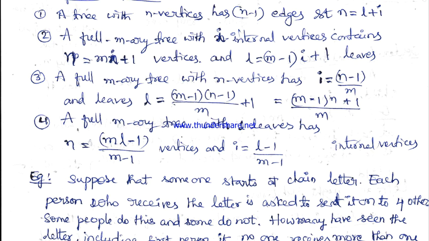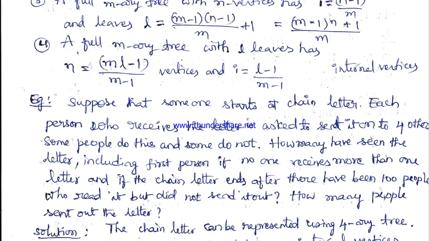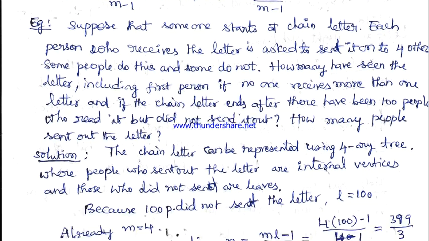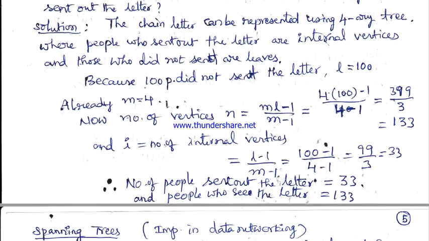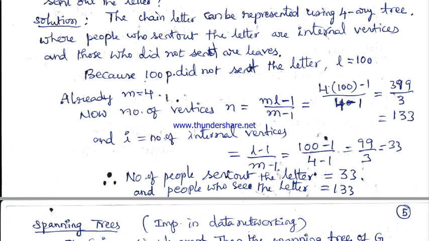Based on these properties of trees, for any given m-ary tree with a given number of vertices, leaves, or internal vertices, we can find out the corresponding number of vertices, internal vertices, leaves, or the required total vertices in the tree.